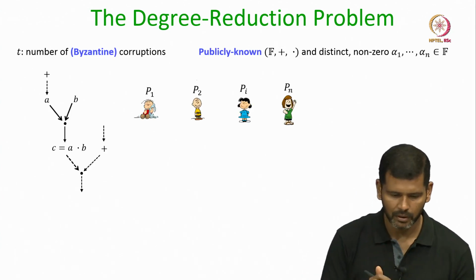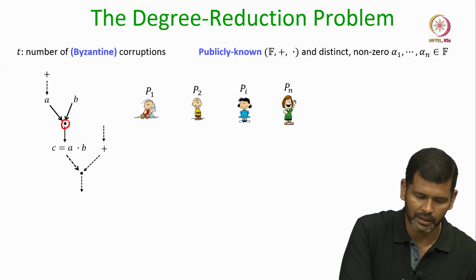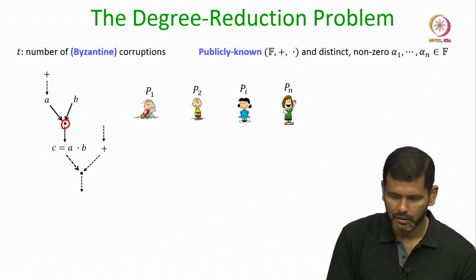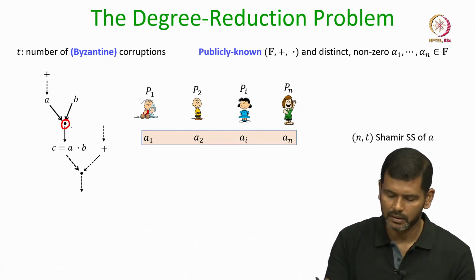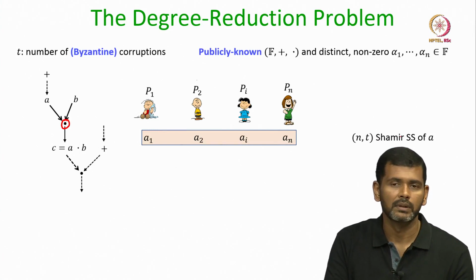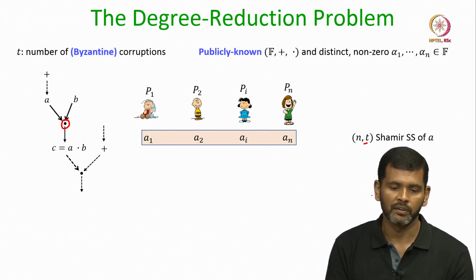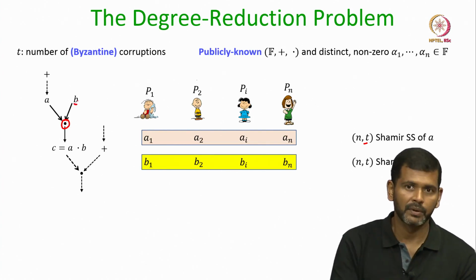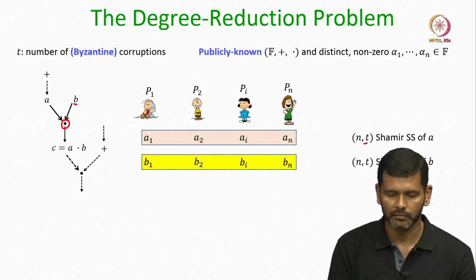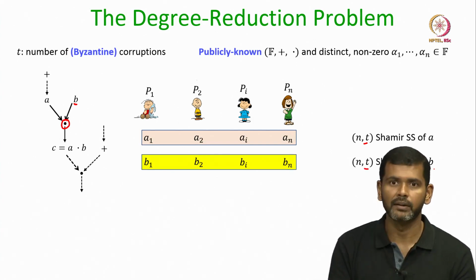So, the problem is the following: suppose you are given a circuit where we have a multiplication gate in the circuit, such that the inputs of this multiplication gate are secret shared as per an instance of some secret sharing where the degree of the sharing is t, with each party holding its respective shares. In the same way, the other gate input, the value B, is also secret shared as per some secret sharing where the degree of the sharing is t.